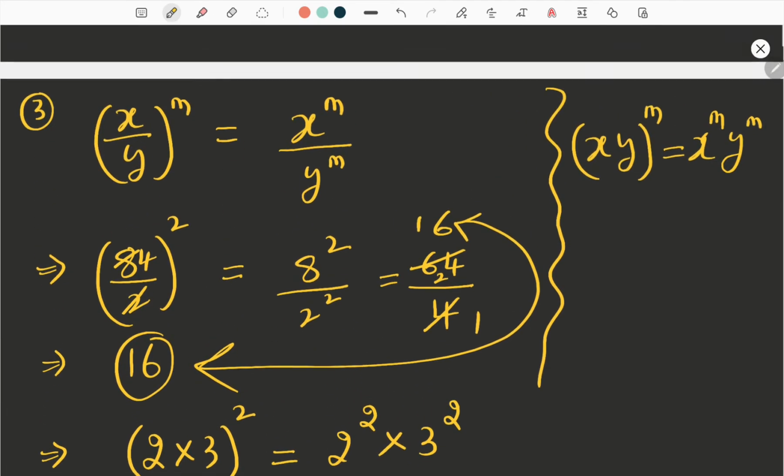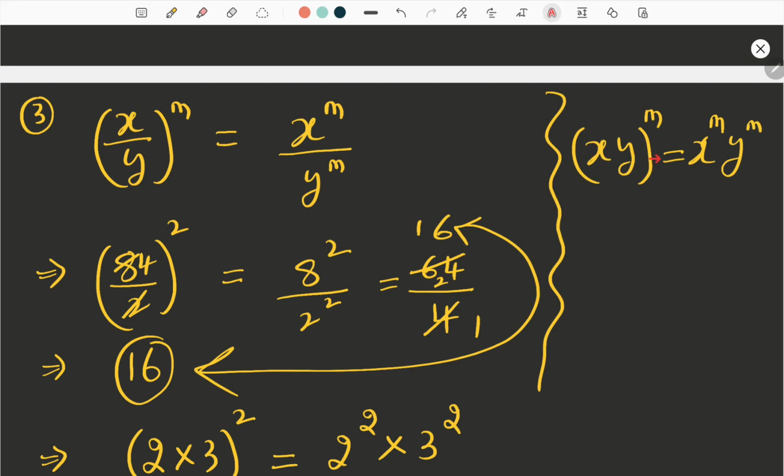Basically, these two rules are important. Whenever it is necessary and you feel like we have to use this, you should be using this. Otherwise, there is no need of this. But whenever necessary, you use them. x by y to the power m is equal to x to the power m divided by y to the power m. xy to the power m is equal to x to the power m into y to the power m. So these are some of the rules.